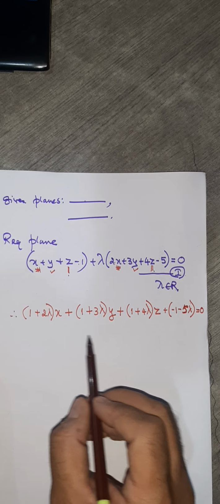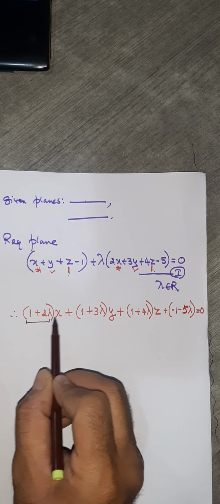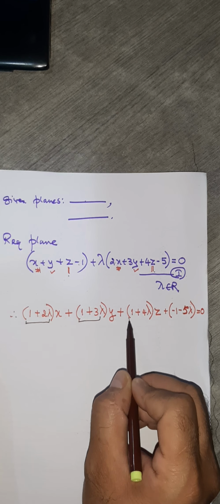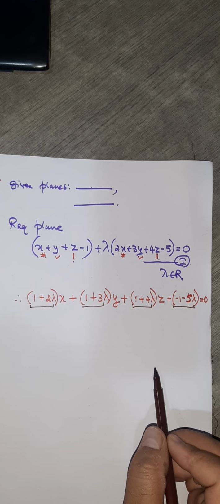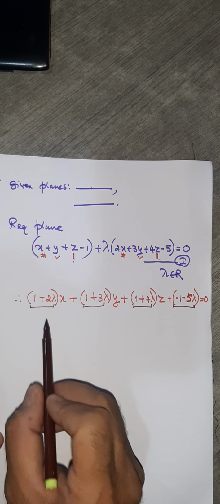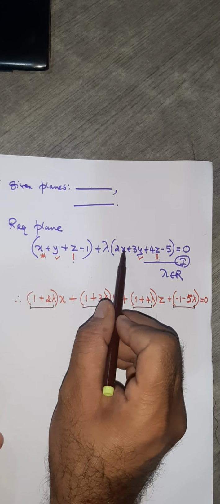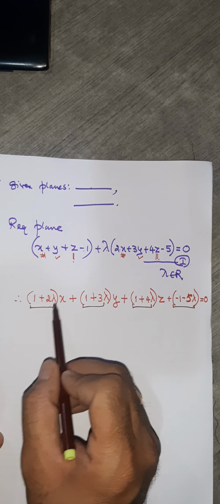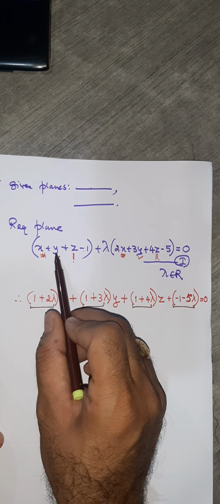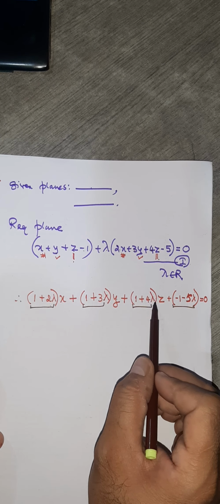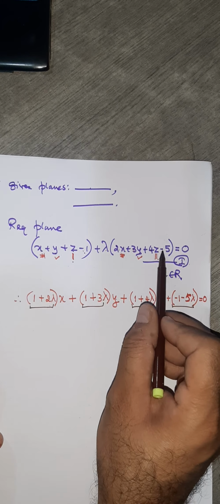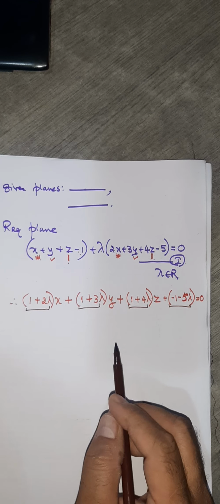Right? What did I do? I have expressed it in which form? You can see ax plus by plus cz plus d equals to 0. Why I did this, you will realize in a few minutes. I repeat: taking x common from this, so 2 lambda and 1 from here. Taking y common, so 1 plus 3 lambda into y. 1 plus 4 lambda into z. This is minus 1 and minus 5 lambda.